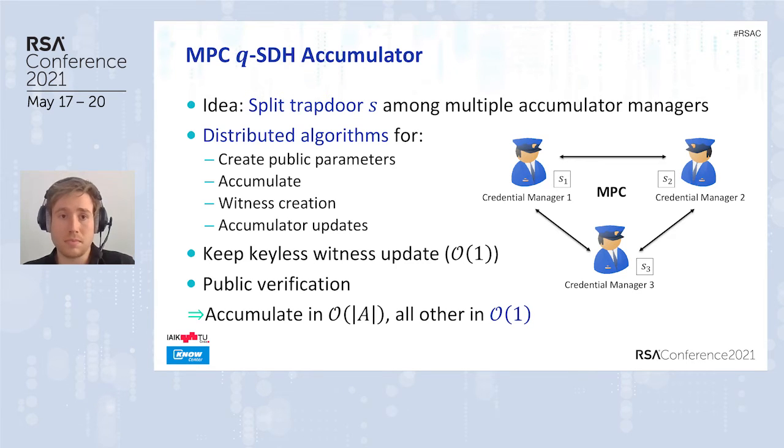And as a consequence, if you split this trapdoor, no accumulator manager on its own can misuse the trapdoor to create witnesses for non-members. But they can still use their shares of this trapdoor to engage in secure multi-party computation protocols to still evaluate stuff like s plus x and (s plus x) to the power of minus one efficiently in constant time, independent of the set size. And therefore, we can also create the witnesses and also update accumulators in efficient constant time algorithms. So as a result, the initial accumulation still is dependent on the set size and all other operations on the accumulator run in constant time.